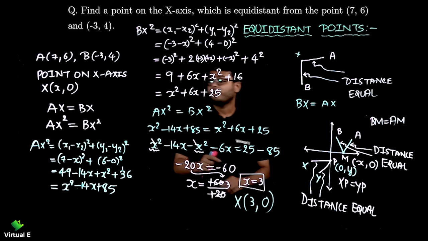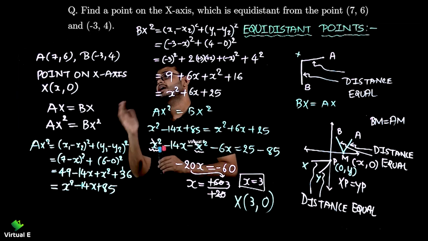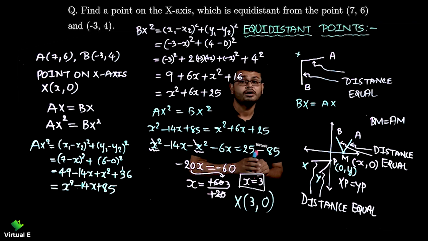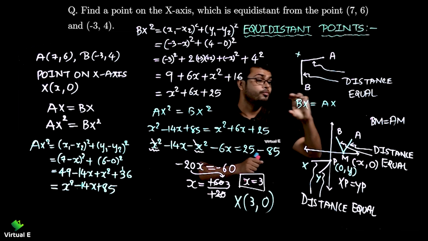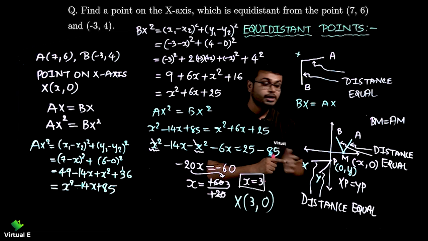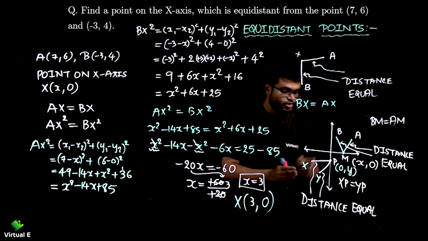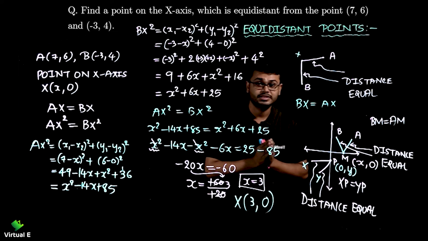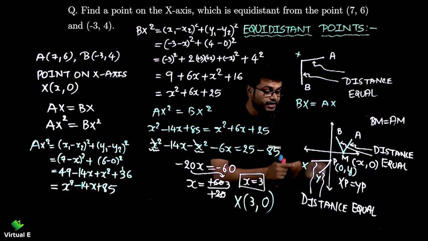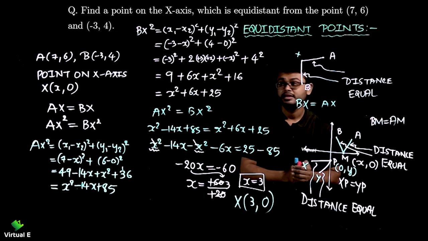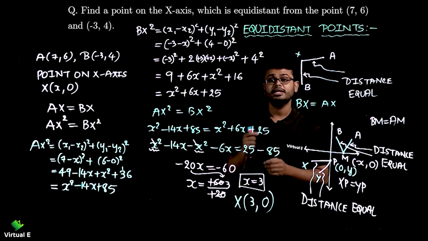So this is the point that will be equidistant from the point (7, 6) and the point (minus 3, 4). Remember, this is the case of an equidistant point. You need to form your mathematical equation on your own. First of all, check the condition. Is the point on the x-axis or y-axis or somewhere else? If it is on the x-axis, you need to take (x, 0). If it is on the y-axis, you need to take (0, y). So this was the first case of the equidistant point on the x-axis.